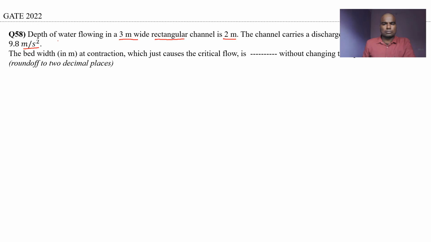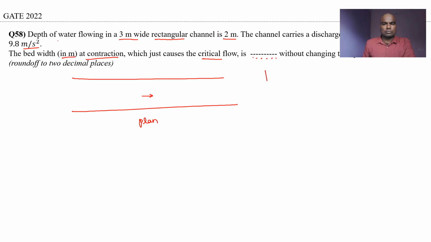Now the question is: the bed width in meters at contraction, which just causes the critical flow, is how much, without changing the upstream water level. So let me show you what they have asked in this question. Imagine this is a channel, this is a channel in plan view.